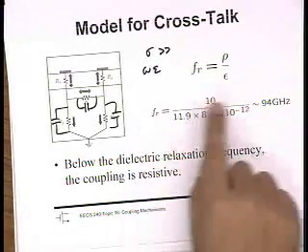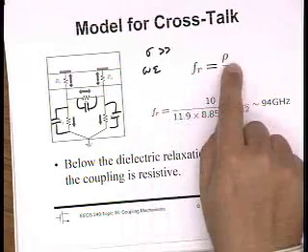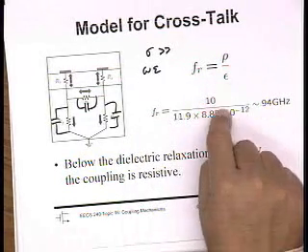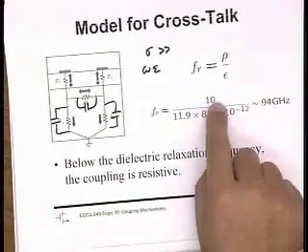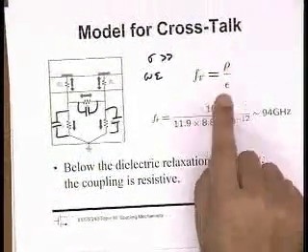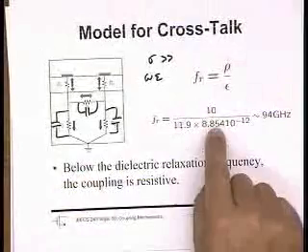So if you have a substrate with resistivity 10 ohm meters, I did make a mistake. This should be this, but still, it's an order of magnitude fine.